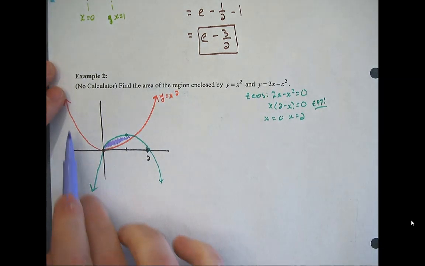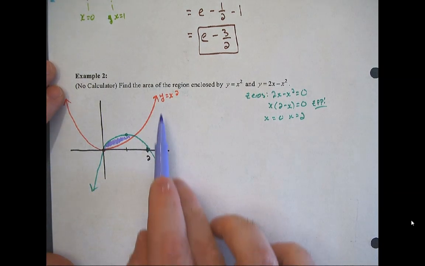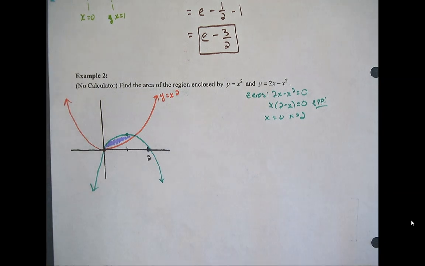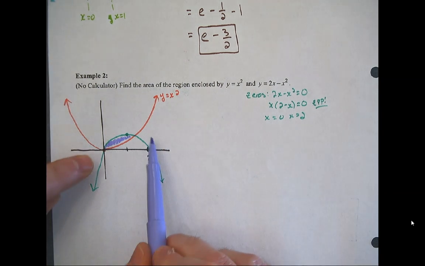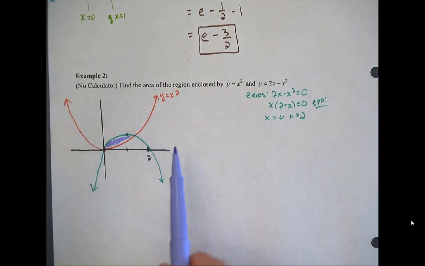And again, it's not over here and it's not over here, because what would happen to those regions? They would go on forever. They'd be infinite, right? This area just keeps getting larger and larger and larger as we go to the side. So you've got to interpret a little bit of what's going on.